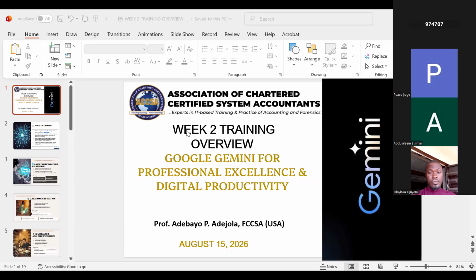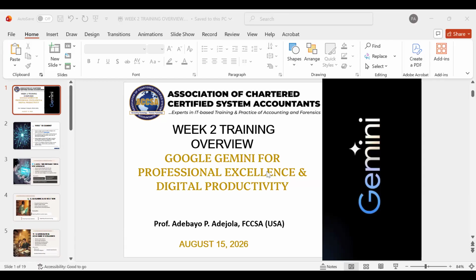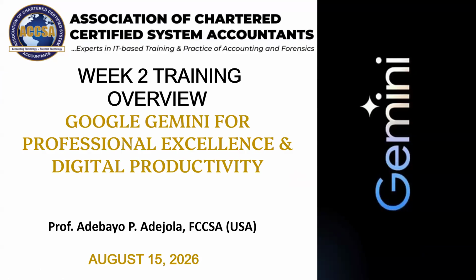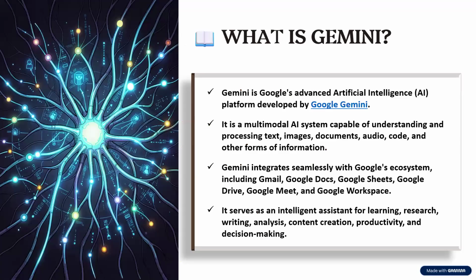All right. I will lay the theoretical basis for the presentation today. Today, we'll be looking at a powerful AI tool called Gemini. Just the same approach we used last week, we want to be seeing this AI tool in terms of its capability, in terms of its potential, in terms of its capacity. From the screen, Gemini is Google's advanced artificial intelligence platform developed by Google.